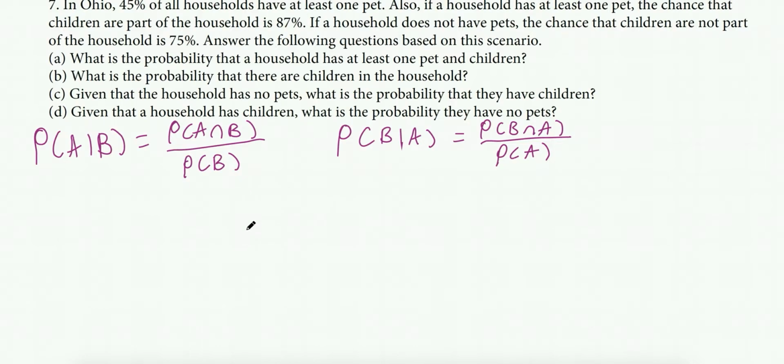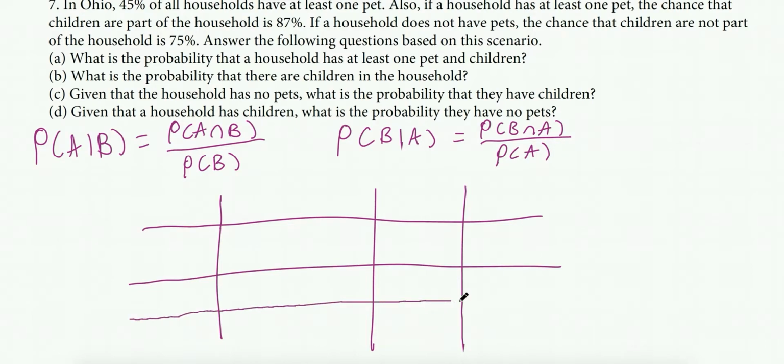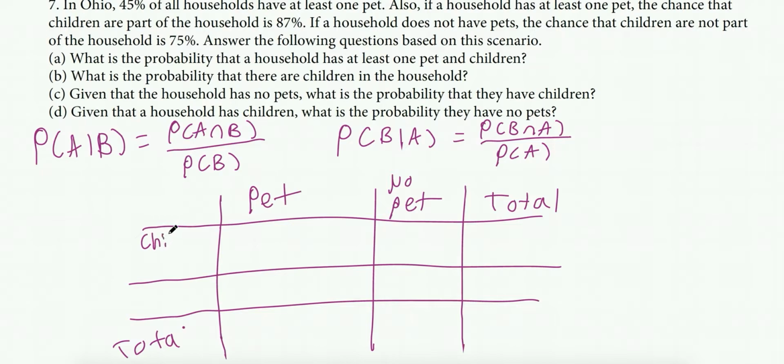So let's draw our contingency table. I know they're not really spaced out that nicely, but I am obviously not an artist. So we're going to have our totals down here and total up here. And our variables were pets and children. So pet, no pet, children, no children.